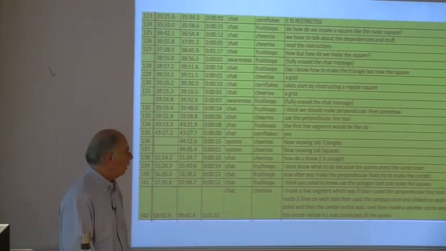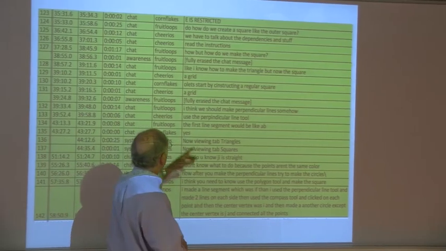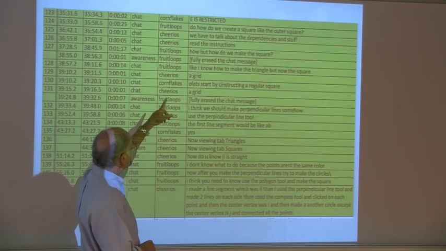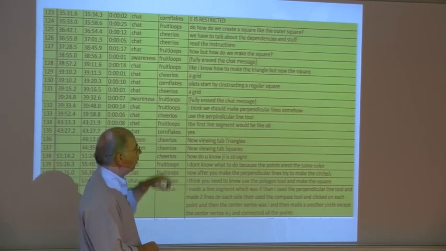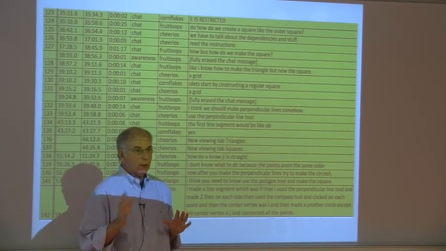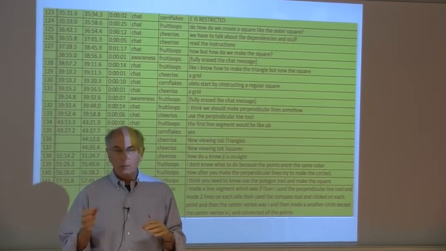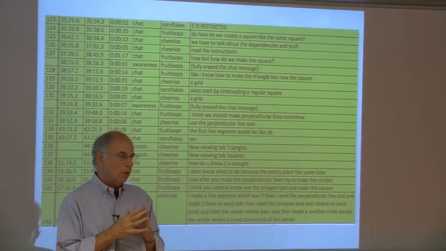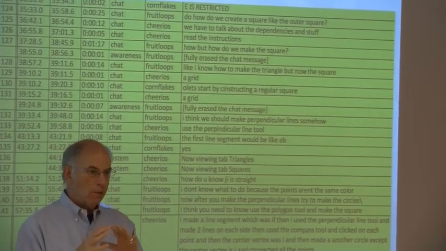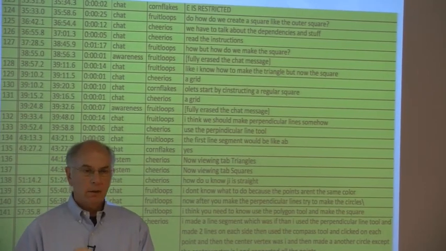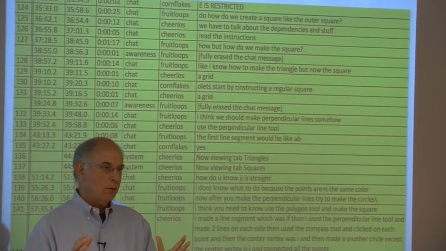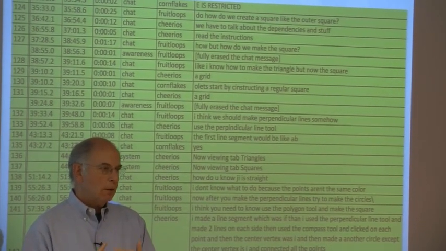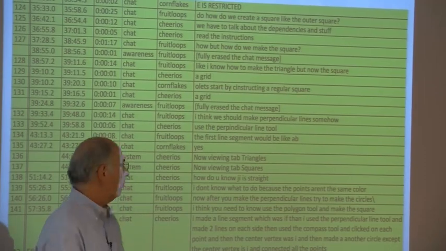Okay, so here they're starting to work on the square. So how do we create a square like the outer square? We have to talk about dependencies and stuff. To me, dependencies, like I talked about yesterday, are really the heart of GeoGebra, understanding dependencies and how you construct things. The geometry is a design process. You're designing a construction to embed dependencies in the figure.